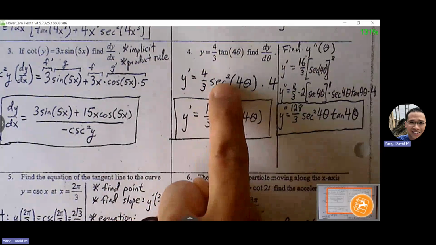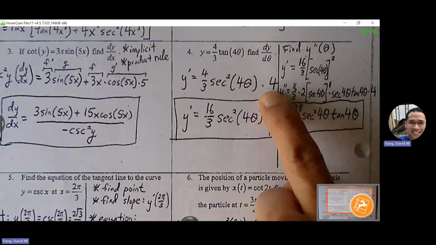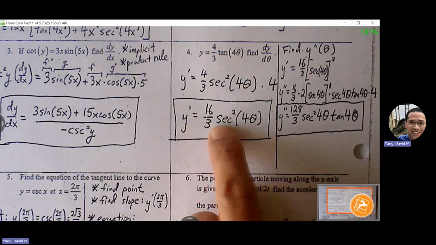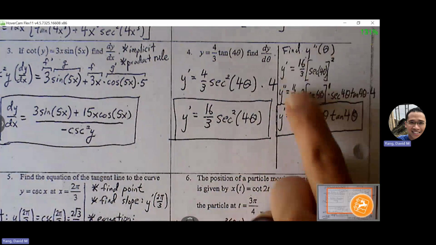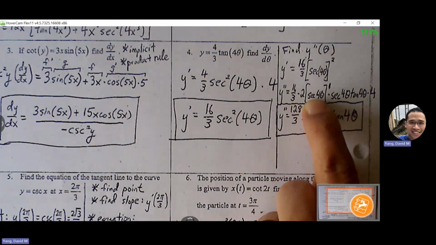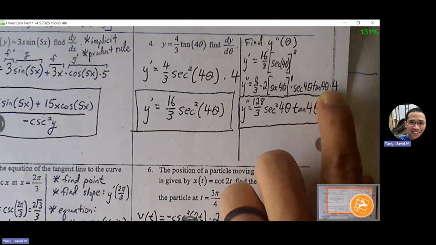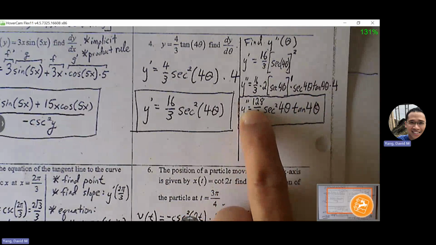Tangent of u becomes secant squared u times u prime. So there's going to be a 4 left over, which is going to become that 16/3 in front. And that 16/3 in front is going to have to go through power rules. 16/3 times 2 secant 4 theta, and then secant u cotangent u times u prime. So that 4 is going to have to be involved in the derivative.